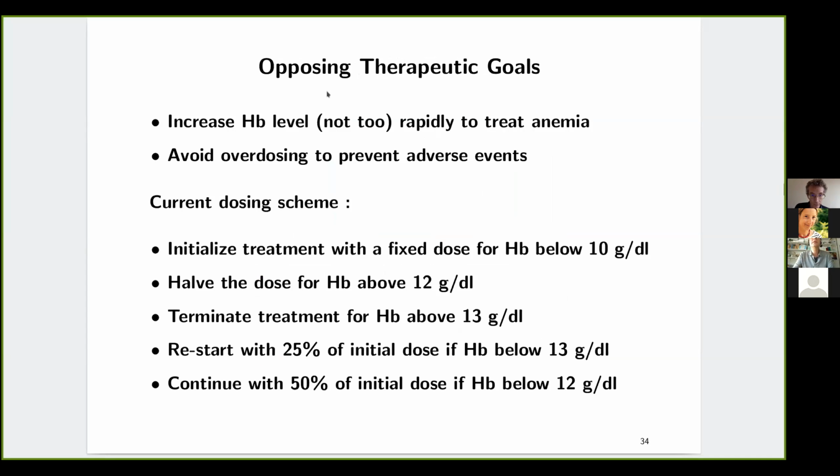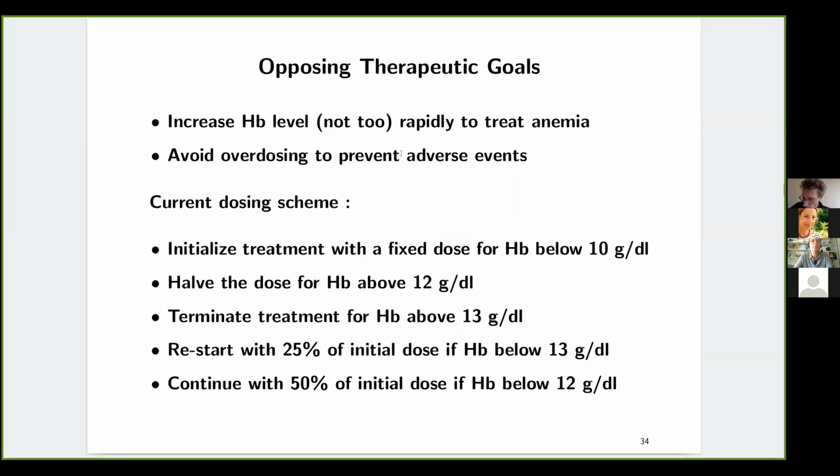So if you want to treat the patients, you have 2 opposing goals. You want to increase the HB level as soon as possible to treat the patients, to treat anemia. But if you do it too rapidly, the people are not feeling well. And I will show you what this means in a graph in a second. And of course, you want to avoid the overdosing.